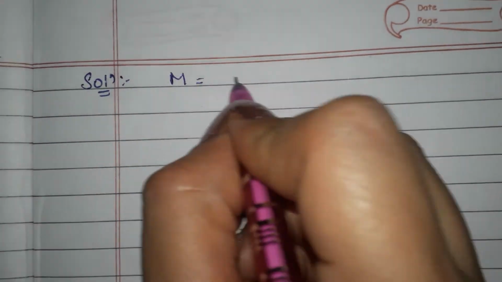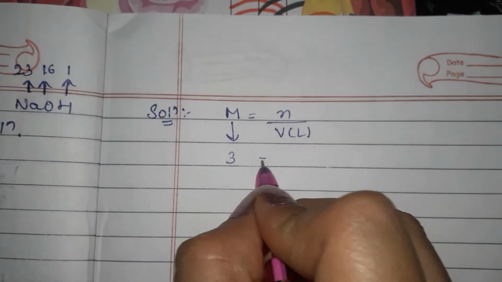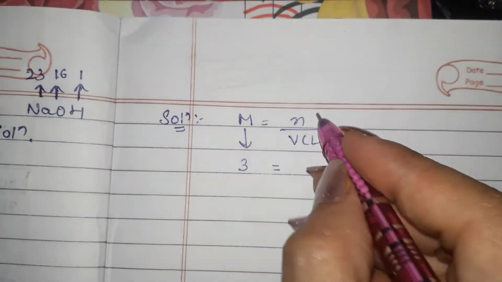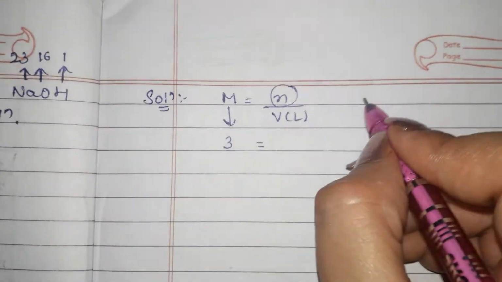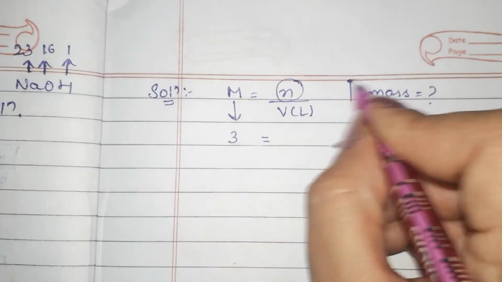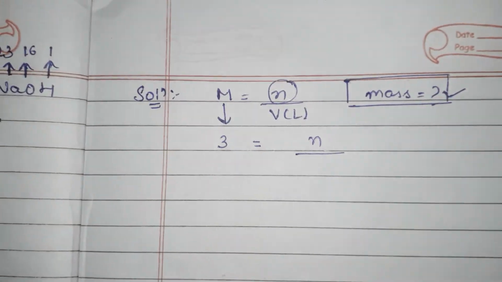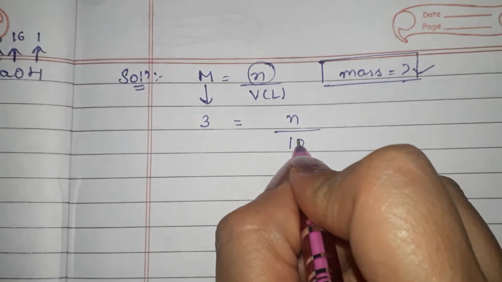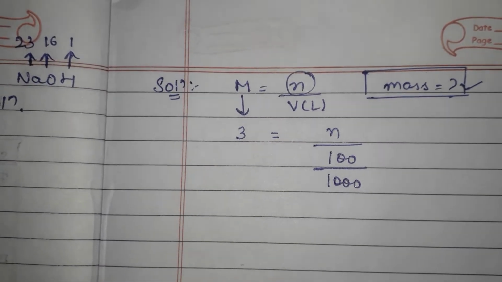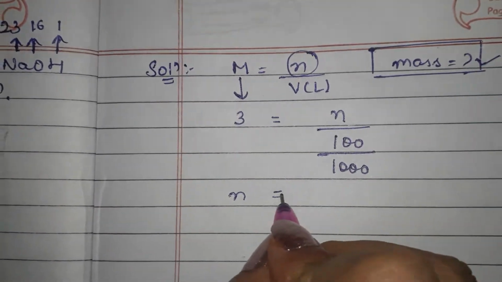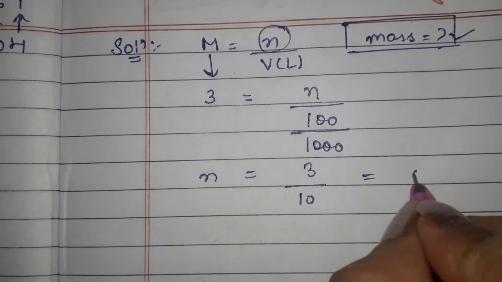First of all, I'll write the formula of molarity. Here I have been given the molarity, 3 molar. Number of moles is not given, right? Number of moles we can't calculate because the given mass is not known. Mass we have to calculate, that is the question. So number of moles I'll write as it is. Volume is 100 ml. To convert it into liters, I have to divide it by 1000. So number of moles will be calculated as 3/10, that is 0.3.